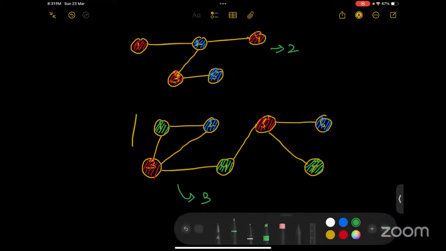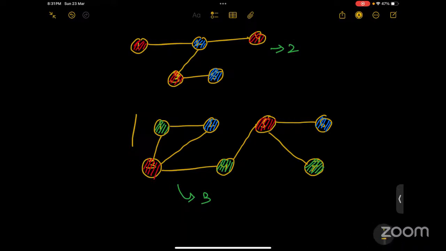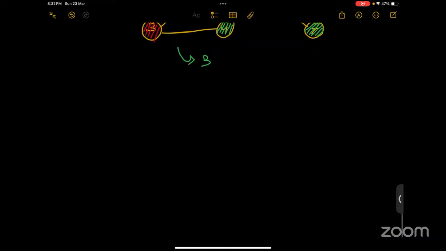Okay, so is it now clear how we can deal with coloring problems? Yes. Okay. Now we have a new concept called vertex cover. Okay, so what is a vertex cover?